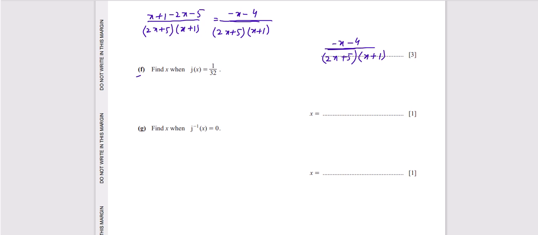Part F. Find x if j of x is equal to 1 over 32. So the function j of x is 2 raised to the power x, equal to 1 over 32. Factorize 32.